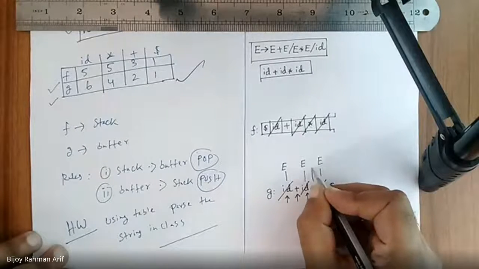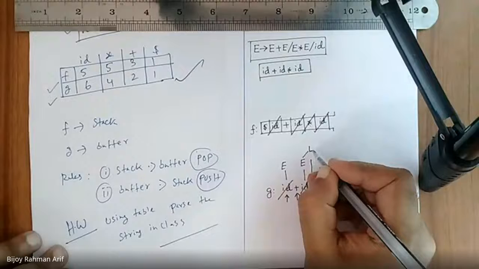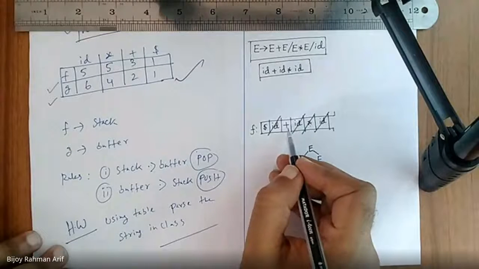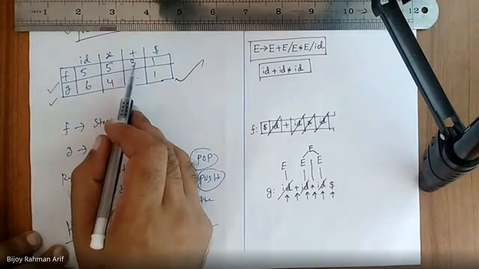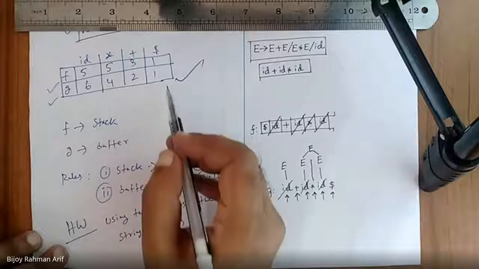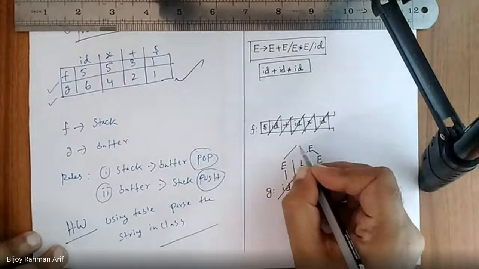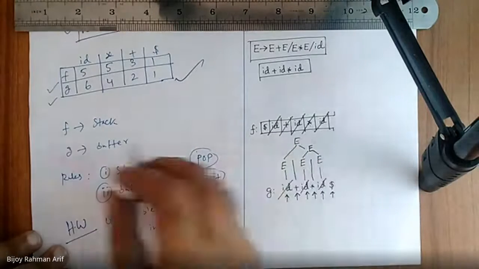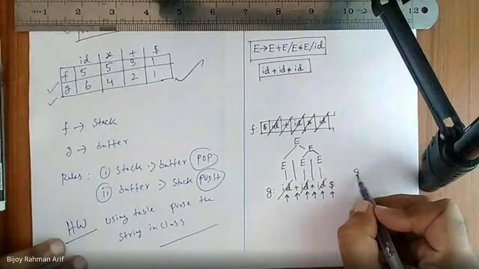So this whole thing, I'm going to use this product. This whole thing would become E. And finally I have F plus. F plus is a value of 3 and G dollar has a value of 1. So I'm going to pop. So this whole thing would finally become E. Finally I am meeting dollar and dollar. East is meeting west. So accept.